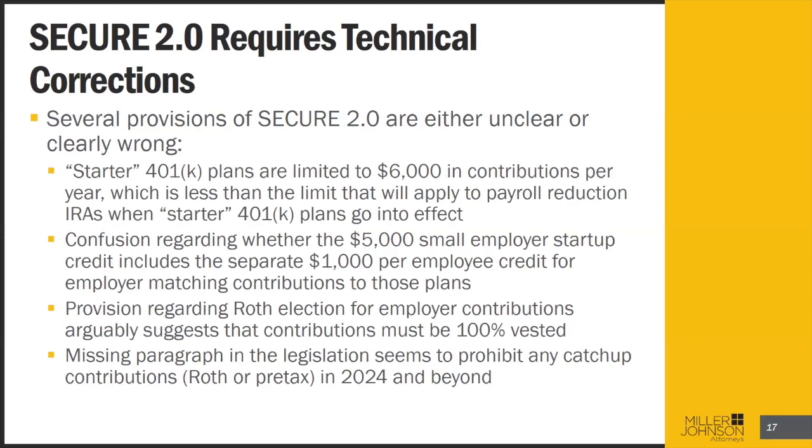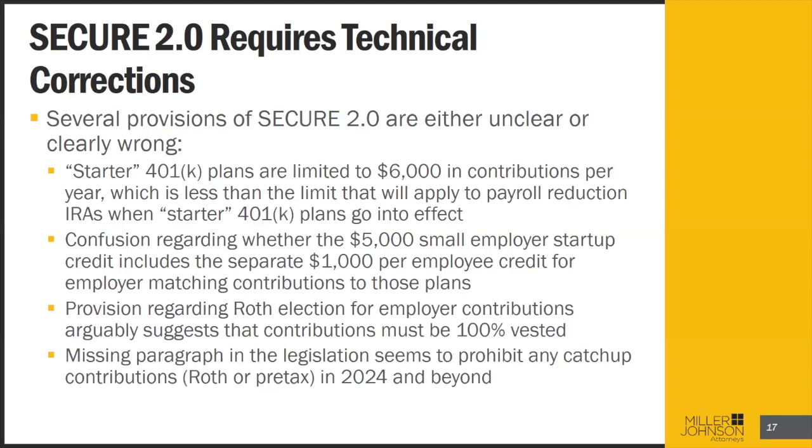There's a provision, and this one's getting a lot of attention, regarding the ability to elect to have your employer contributions treated as Roth contributions. Those have to be fully vested when made, which makes sense if you're going to tax somebody on a contribution. But it arguably suggests that you somehow get to avoid the vesting schedule in the plan. It's just unclear exactly what that vesting rule means.